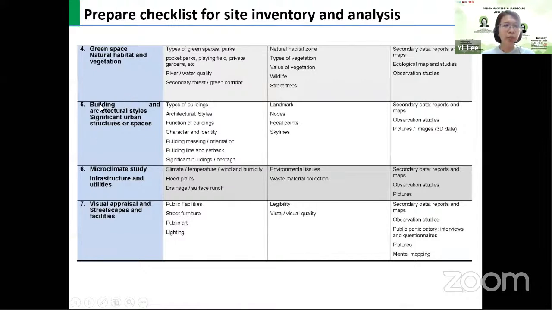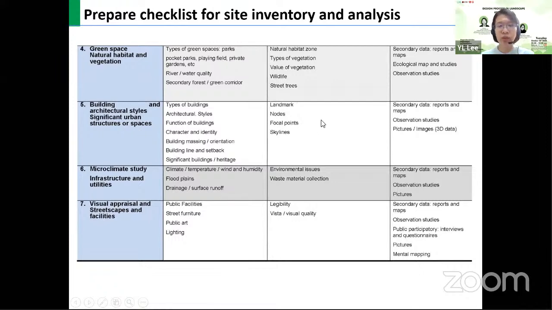Okay, so number five is the building. In the urban area and the rural area, the settlement and the buildings are there. So this one is familiar for you, so I'm not going to elaborate more. Type of building, all this. Yes, as landscape architecture students, we have to do this as well. So the interesting part when you study a building: don't just look at the physical part. You can study the building as a landmark, a node or focal point.